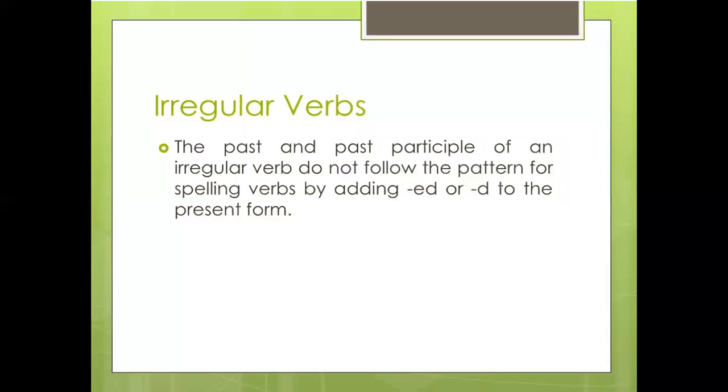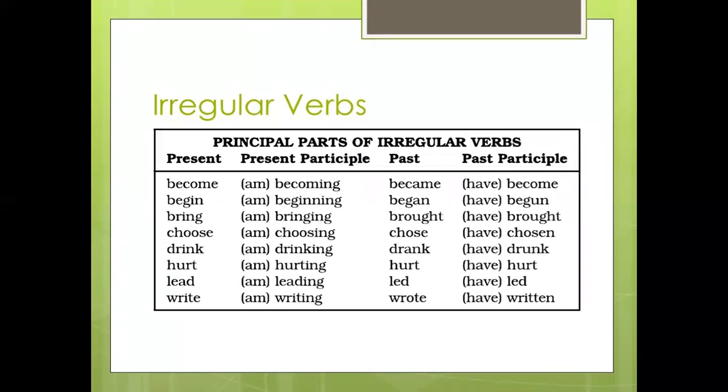Now, irregular verbs. The past and the past participle of an irregular verb do not follow the pattern for spelling verbs by adding ed or d to the present form. Irregular verbs don't take ed or d with them to make it past. They form some other word. So what are these words? We'll just see it. Now see.